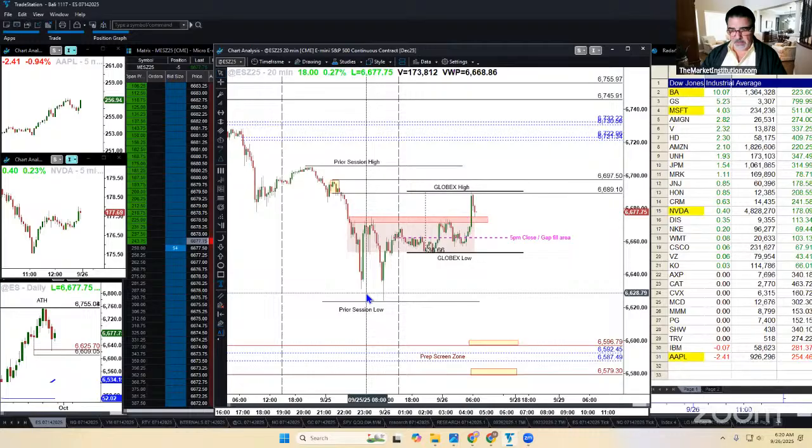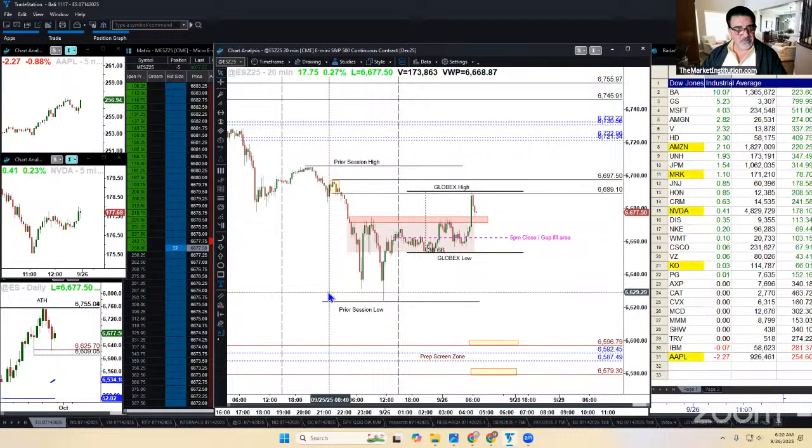So I size my position smaller. I look for basically smaller trades, smaller profits. I don't get really bearish or bullish until the evidence provides itself.